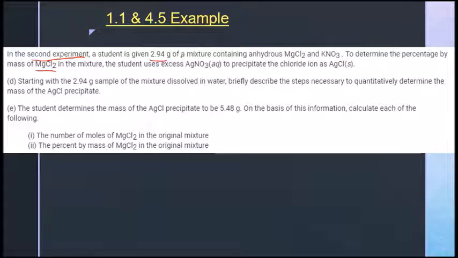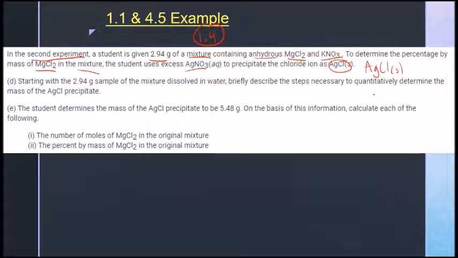A student was given 2.94 grams of a mixture. That's why I said the mixture part's coming in, containing anhydrous magnesium chloride and potassium nitrate. To determine the percentage of the magnesium chloride in the mixture, the student uses excess silver nitrate to precipitate the chloride ion as silver chloride. Remember, silver chloride, it's telling you, is going to form a precipitate.